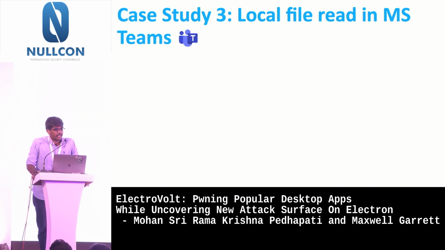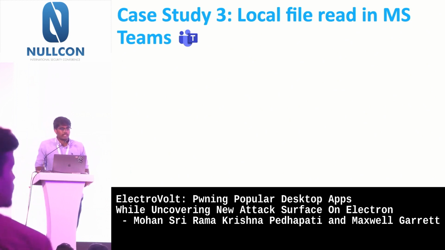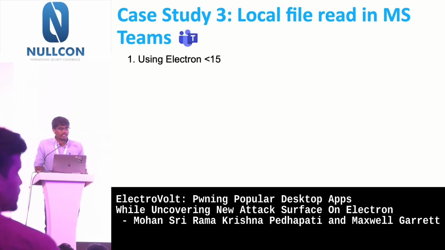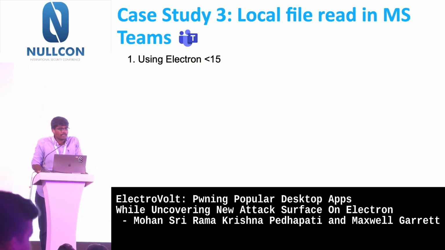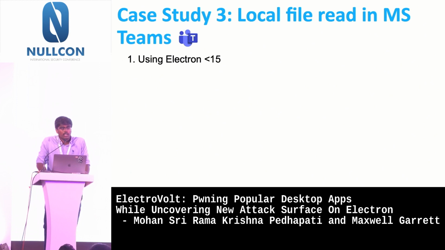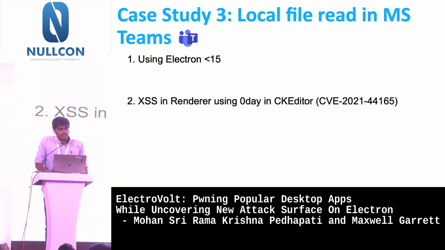So let's see our case study 3, local file read in Microsoft Teams. It was using the latest version of Electron, which is Electron 15 or greater. The remote module is completely removed, so we can't use the remote module to get remote code execution, and we need to find an XSS, right? We found an XSS in one of the renderers, where if you send a message to the victim, you can pop the XSS there. We found an RCE in CKEditor. This is the CVE for that.